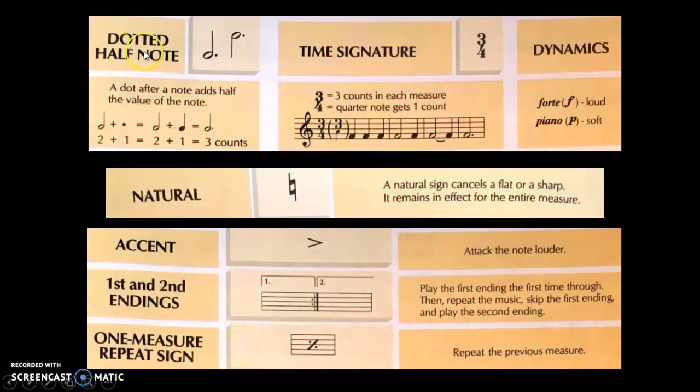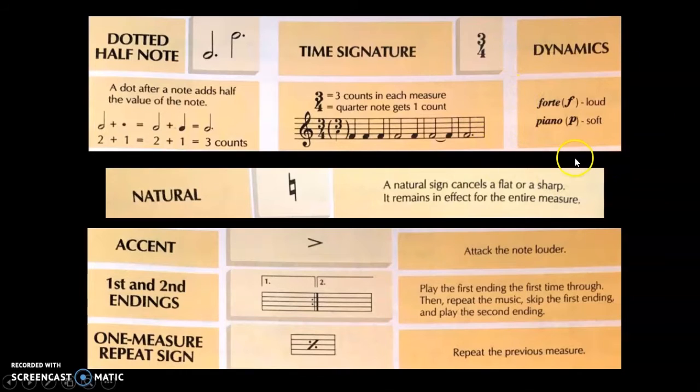Last time we also talked about dotted half notes. A dot makes a note longer. It adds half the value of the note to itself. And you can take a look at this example to determine how that works. So it's like that dot is adding a quarter note to our half note. And so we get 3 beats. And remember, time signatures can be different. They can be 2/4, 4/4, or 3/4. And this means that we got 3 counts in each measure, and quarter note gets 1 count.